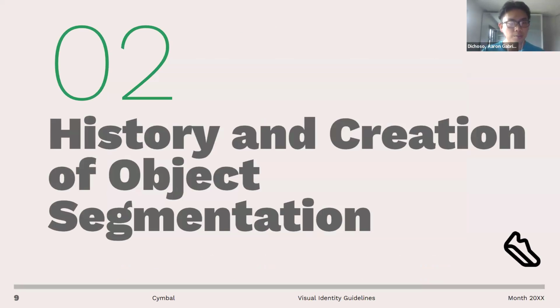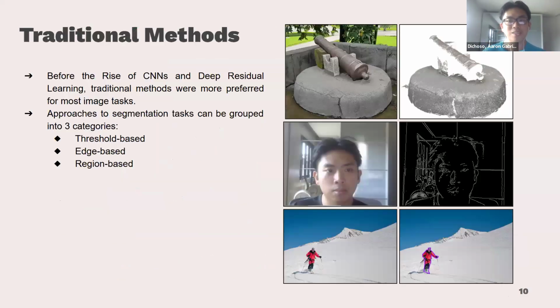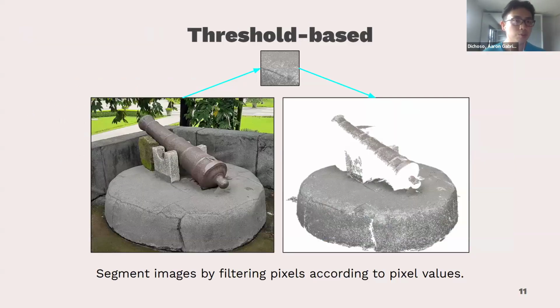And now we are going to talk about how it has evolved over time. So as we saw there, it is a fairly advanced computer vision task. And before we actually started using machine learning models to do these tasks, we actually had several traditional methods to perform object segmentation. So this was way before using machine learning. So these can be grouped into three categories: threshold-based, edge-based, and region-based. So what are the differences between them?